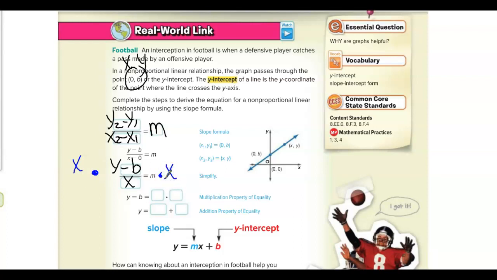So that leaves me with y minus b equals m times x. I want to get y by itself. What's my next step, Lucas?